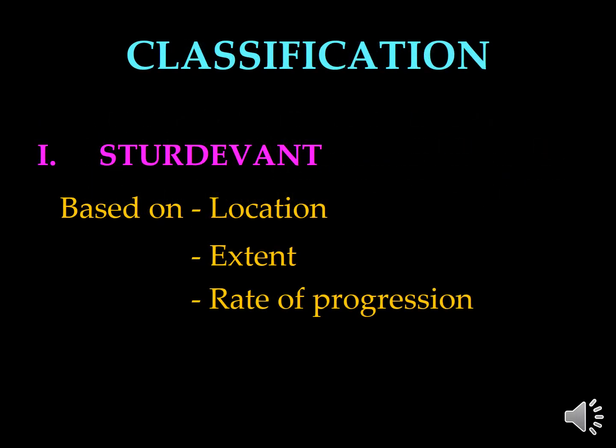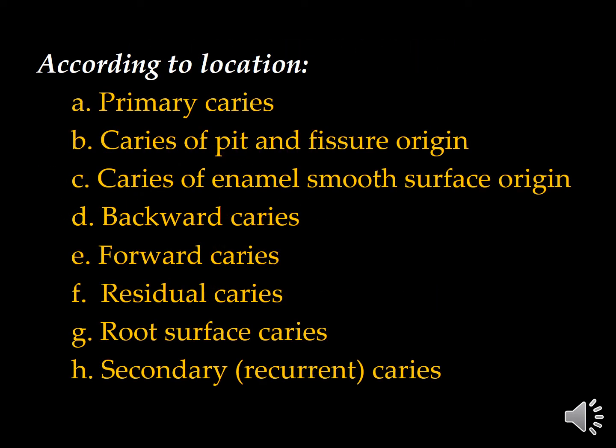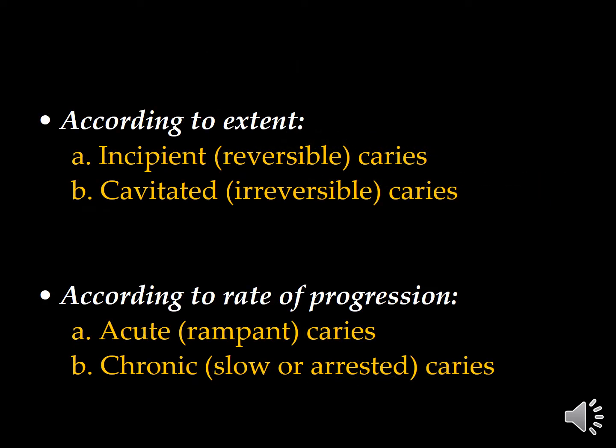Coming to the classification. According to Sturtevant, dental caries can be classified based on the location, extent, and rate of progression. According to the location, dental caries can be classified as primary caries, caries of pit and fissure origin, caries of enamel smooth surface origin, backward caries, forward caries, residual caries, root surface caries, and secondary caries. According to the extent, it can be classified as incipient caries and cavitated caries. According to the rate of progression, it can be classified as acute caries and chronic caries.